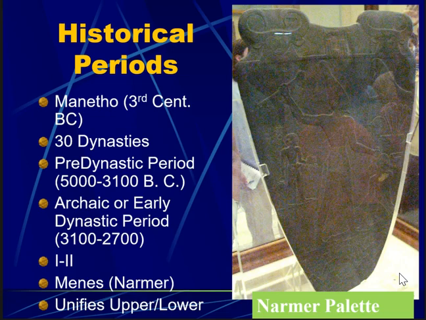This crown looks like a chair. Always looks like a chair to me. So these are the crowns of Lower and Upper Egypt. And after this point, all pharaohs of Egypt wore what's called the combined crown, sort of like the chair with the bowling pin sticking out of it.